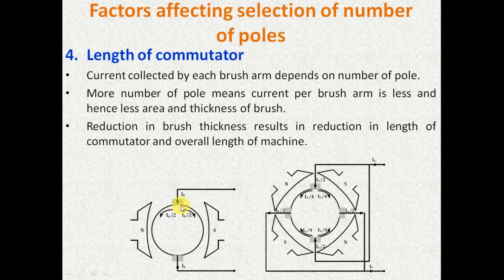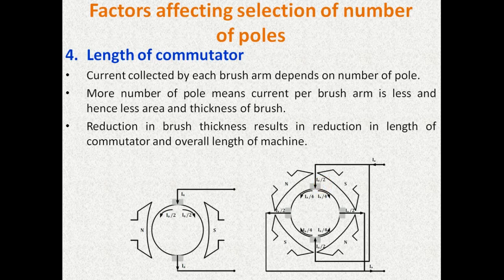So from this diagram, it's very clear that the current coming to this brush is Ia, which is getting split into two parallel paths, that is Ia by 2, Ia by 2. Similarly, here the current through each parallel path is Ia by 4. So definitely the current coming through this brush is Ia by 2, which is getting split into two, Ia by 4 and Ia by 4. So it's definite that when the number of poles is increased, the current collected by each brush arm is reduced. See, in the case of a two-pole machine, the current collected by this brush arm is Ia, whereas in the case of this four-pole machine, the current collected by this brush arm is Ia by 2.